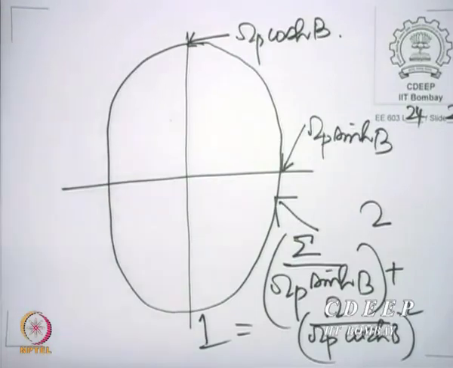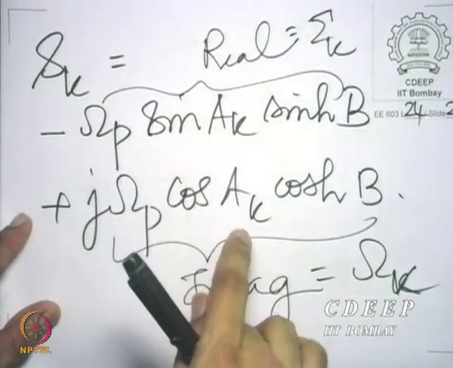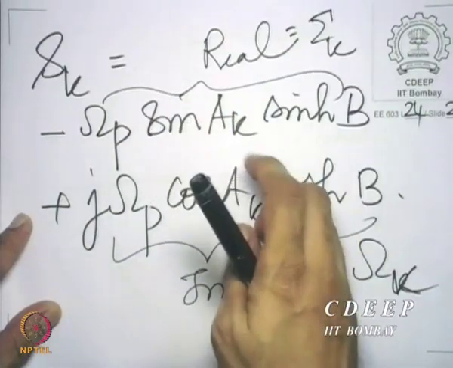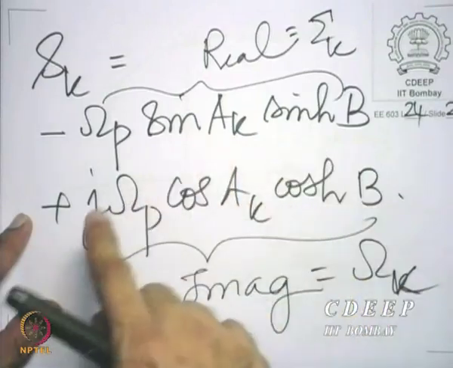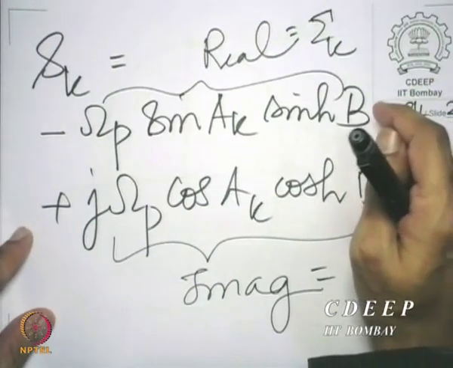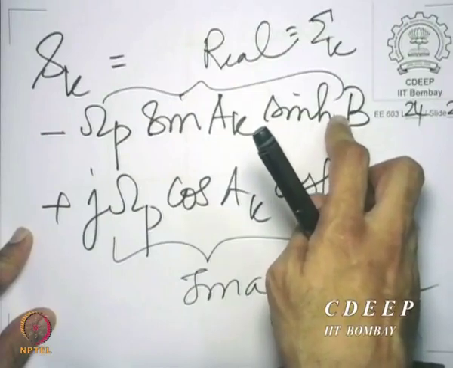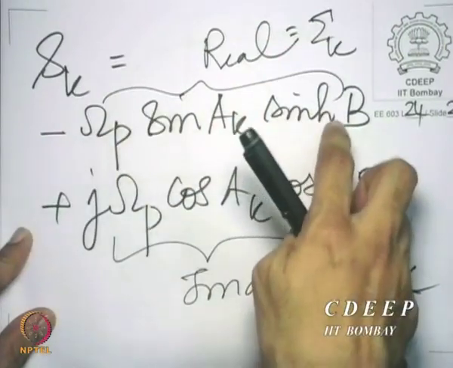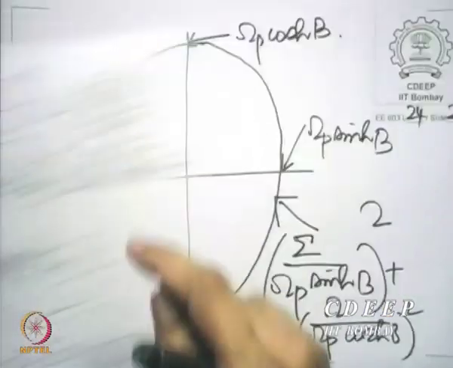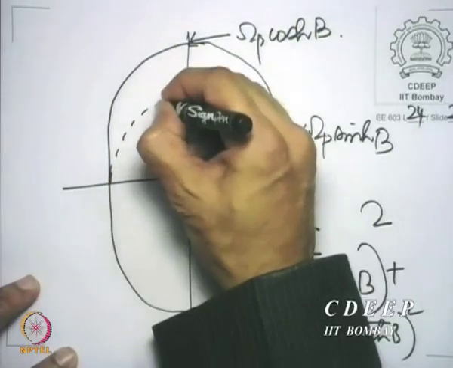Of course, one must mark the specific pole. So, sin a_k and cos a_k now need to be determined, or you need to find out a_k and then find out where these poles will lie precisely. Now, how do you mark these poles? The easiest thing to do is to draw two circles, one with radius omega_p sinh b and the other with radius omega_p cosh b. So, what I am saying is, it will be easiest for us to draw two circles like this.